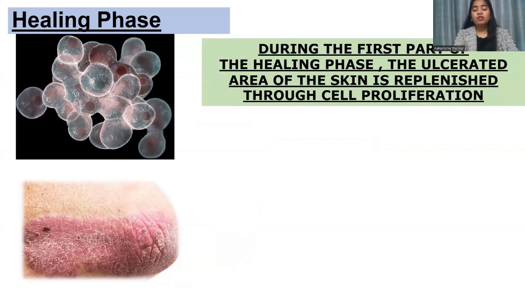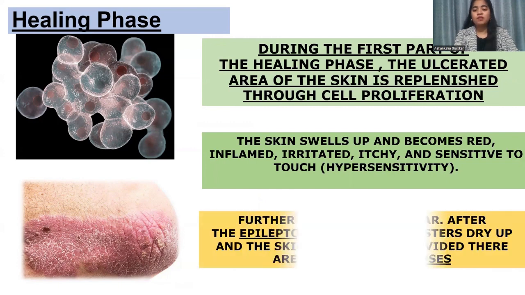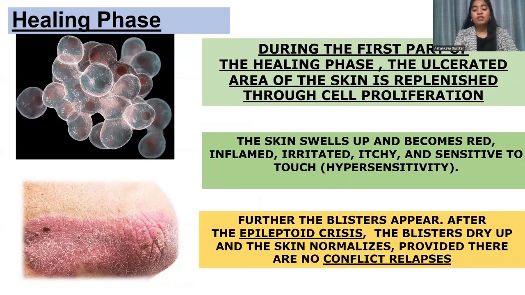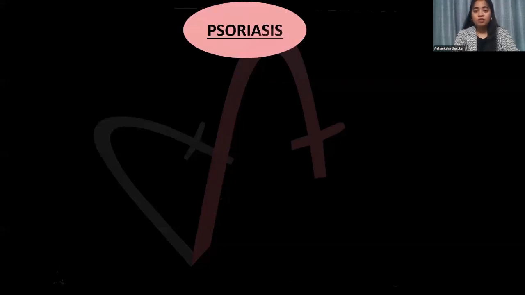Let us see what happens in the healing phase. During the first part of the healing phase, the ulcerated area of the skin is replenished through cell proliferation. The skin will then swell up and become red, inflamed, irritated, itchy, and sensitive to touch, leading to hypersensitivity. Further, blisters appear. After the epileptoid crisis, the blisters dry up and the skin normalizes, providing there is no conflict relapse.